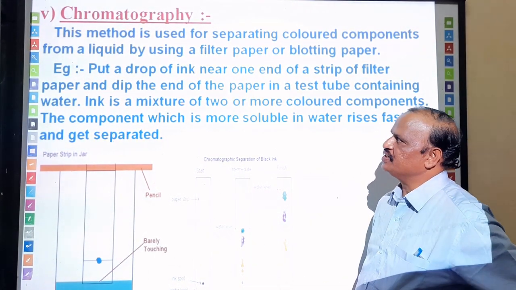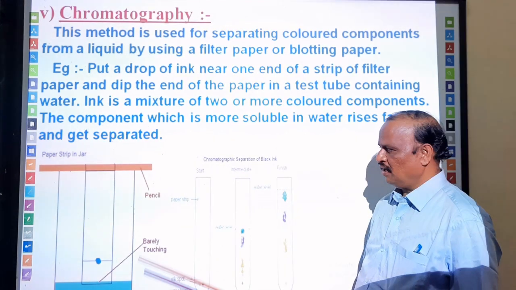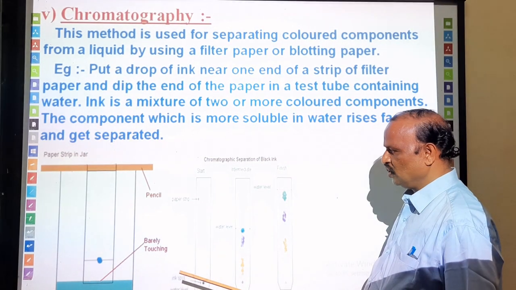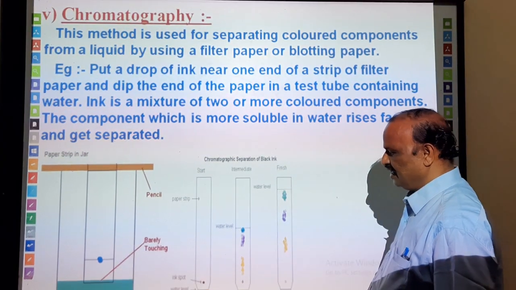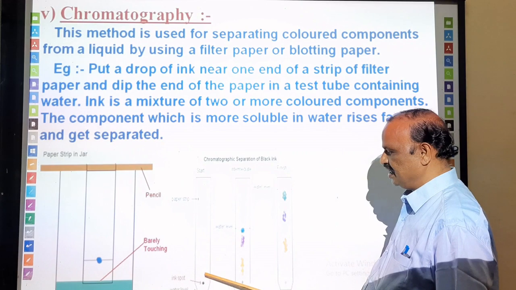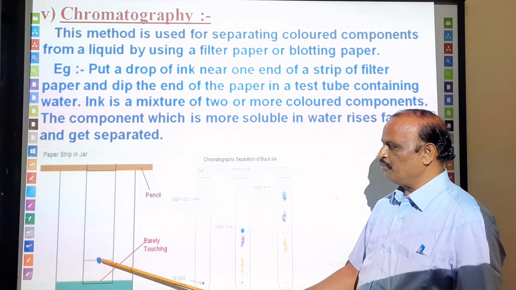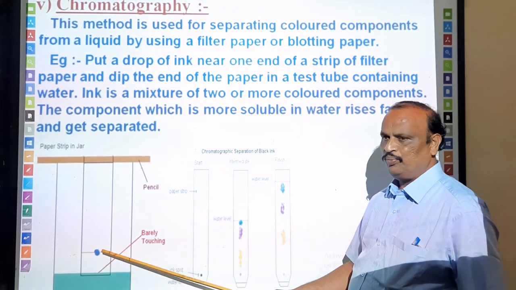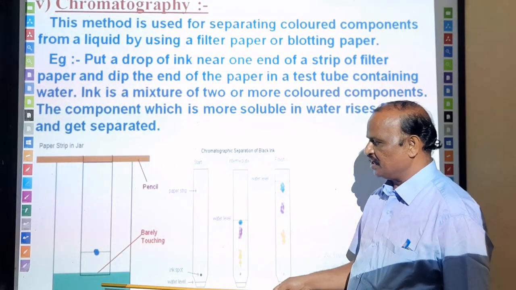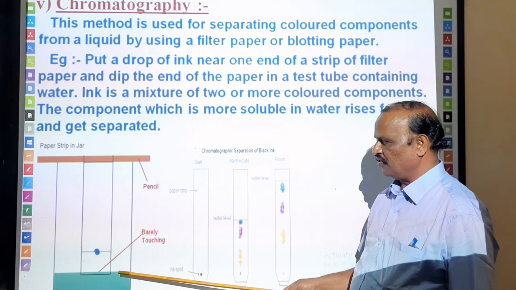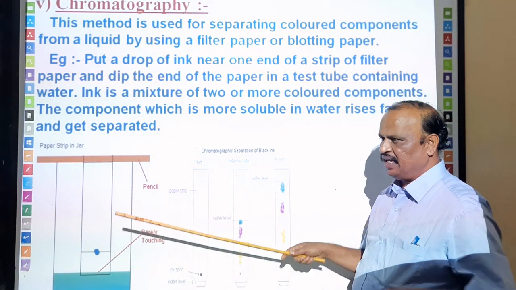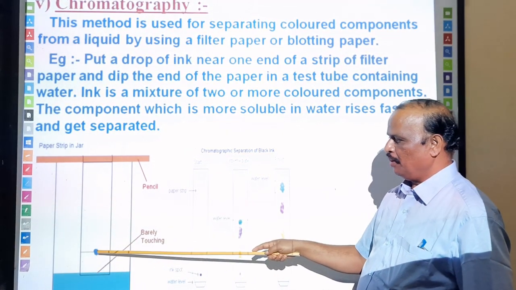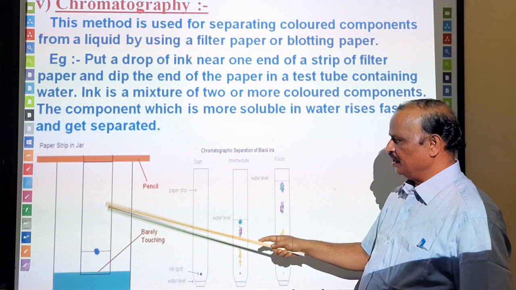So how is it done? I shall explain how it can be done. Take a chromatographic paper like this. Mark one line, the reference line. On that mark you put an ink dot, either red or blue. Take a beaker which contains some amount of water, and put that chromatographic paper in it, immersing it up to a certain level.